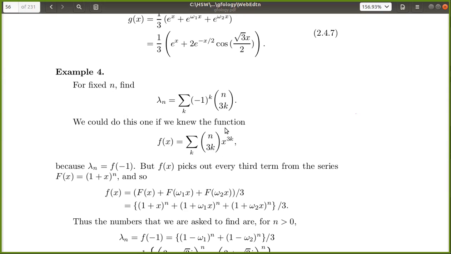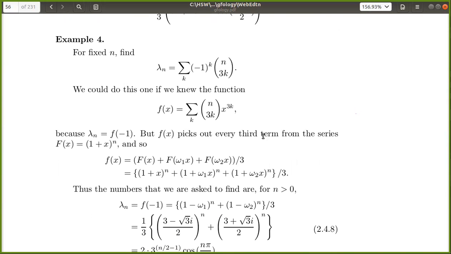But this is not a normal power series for me. This is picking out only every third term. But we now know what this is. Third terms from which series really? If you remember the binomial expansion, x plus 1 whole to the power n. So if you take capital F of x to be 1 plus x raised to n, this is picking out every third term of this power series, this binomial expansion, right?